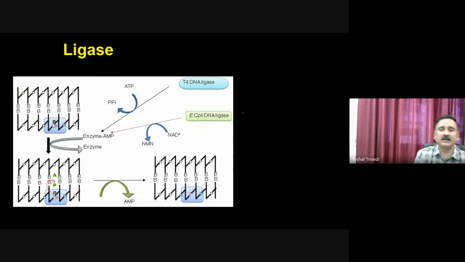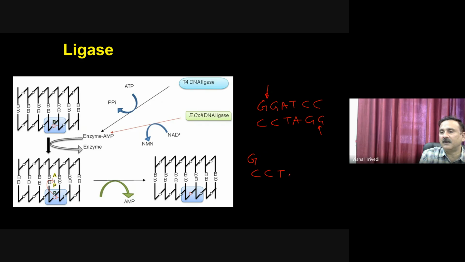So what you see here is that when you are generating this, right? Remember, now, if you are cutting with BamHI, right? So what you are going to generate, right? You are going to generate G, then C, C, T, A, G, right? So this is when it is going to fit with another one, right? It is going to fit with another one, G, A, T, sorry, G, then C, like that, okay?